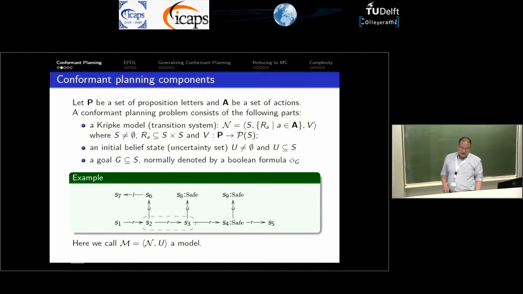And in conformant planning, we also have a goal state. Normally the goal state is a subset of the domain, or can be represented by a Boolean formula. In this paper, we call a transition system with an uncertain set of initial belief states a model. So this is an example of a model. There are transitions, and the agent cannot tell which state he's in.